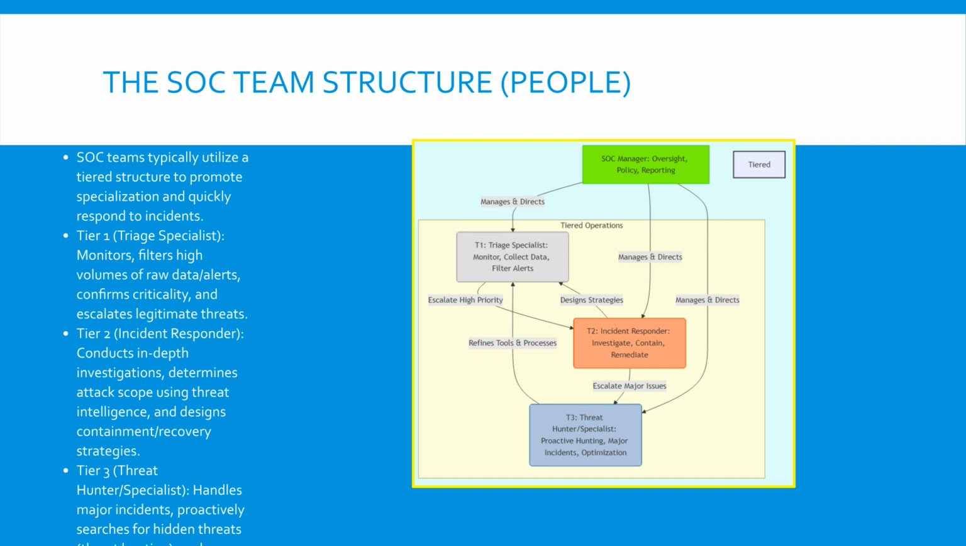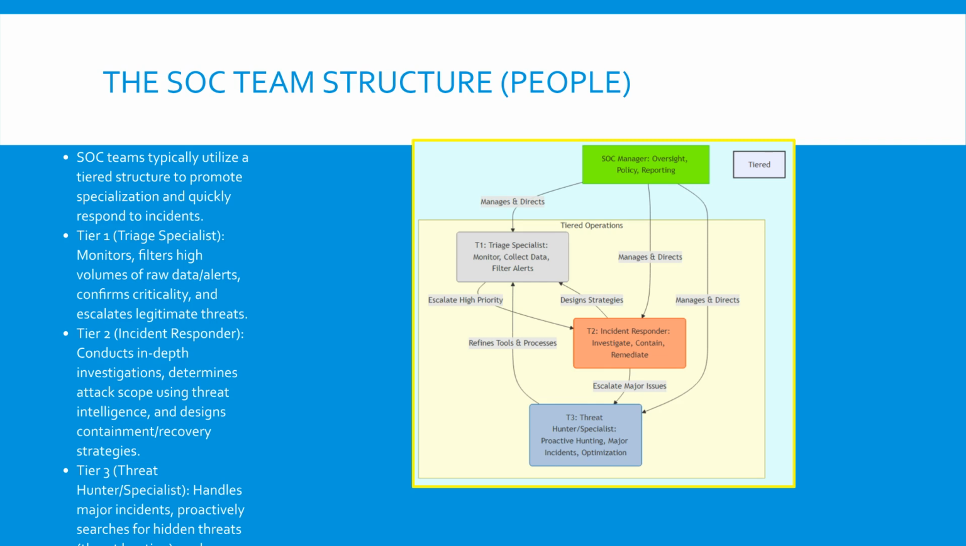When an incident is confirmed and requires a deeper look, it moves to Tier 2, the incident responder. Tier 2 analysts conduct detailed investigations to understand how the attack happened and immediately focus on containing the threat to limit damage. If the incident is complex or major, it is escalated to Tier 3, the threat hunter, or specialist. Tier 3 performs deep analysis, conducts proactive threat hunts, and works to optimize the security tools used across the entire SOC operation. The key is the continuous feedback loop, where Tier 3 refinements circle back to improve Tier 1's monitoring capabilities. We now turn our attention to the foundational technology that enables this structure, the Security Information and Event Management System.